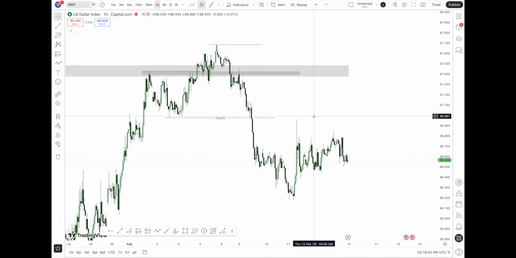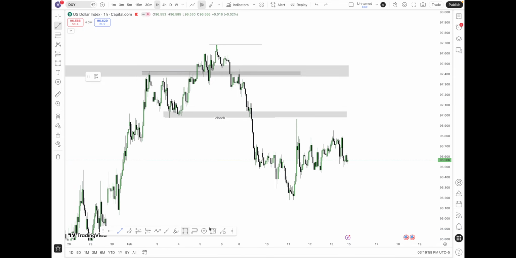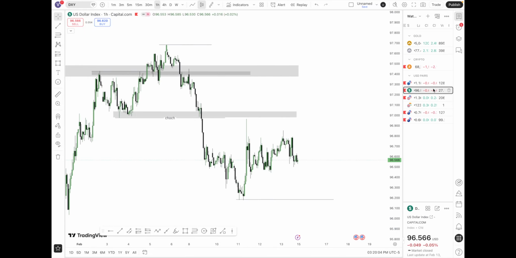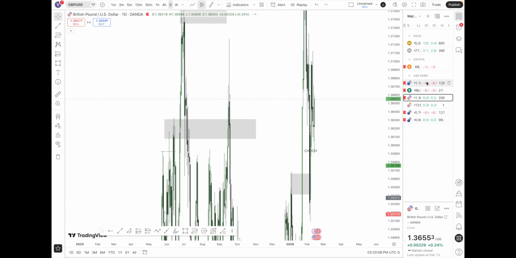DXY, last week we discussed it would change its character towards the downside, and it did exactly the same. We were retesting here, and DXY would continue going down, which is good for EURUSD. And let's discuss GBPUSD.